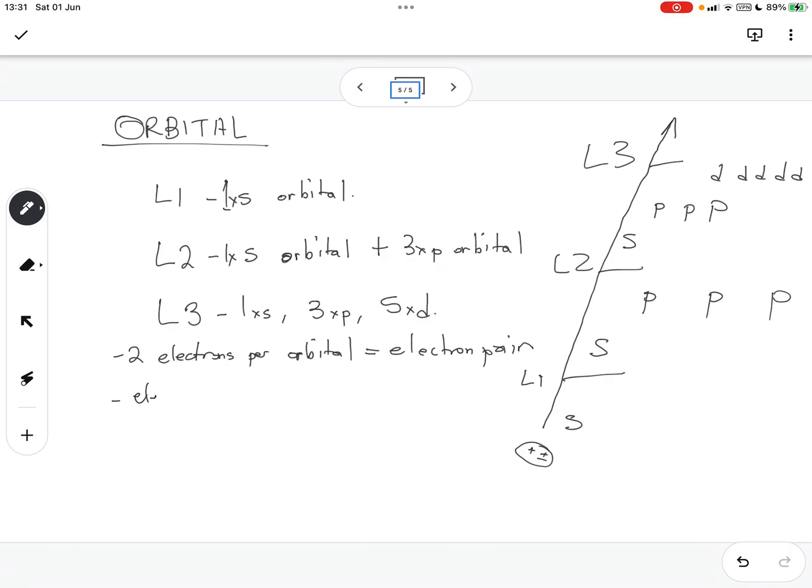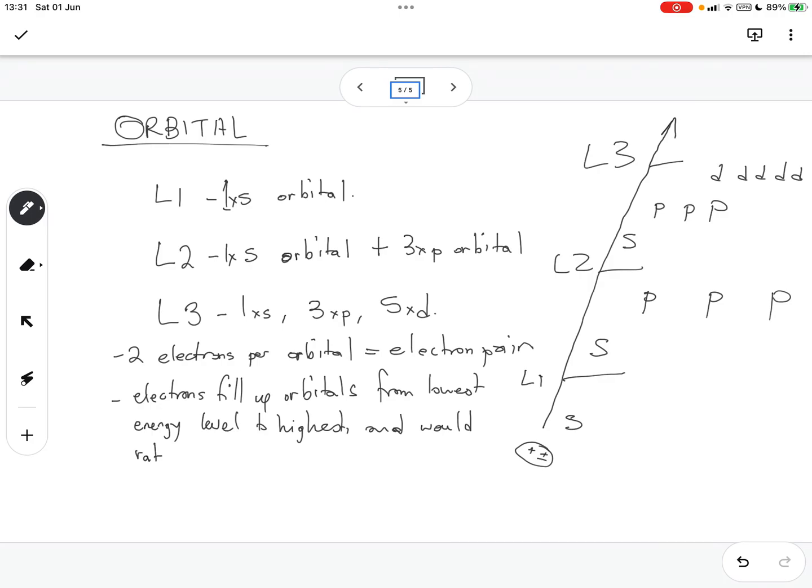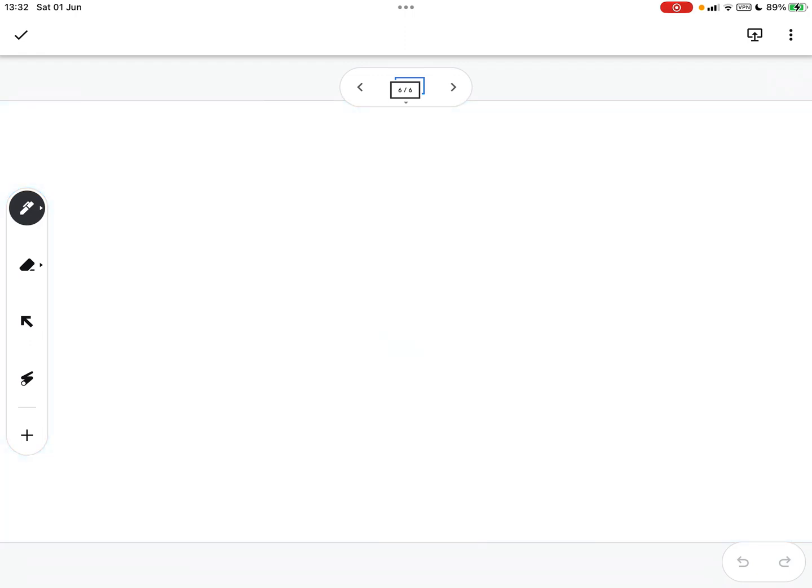All right, so I'll just put here: electrons fill up orbitals from lowest energy level to highest. And also, they would rather share an orbital with an electron before moving to a higher energy level. So they'd rather share an orbital before going to another energy level, before jumping up.